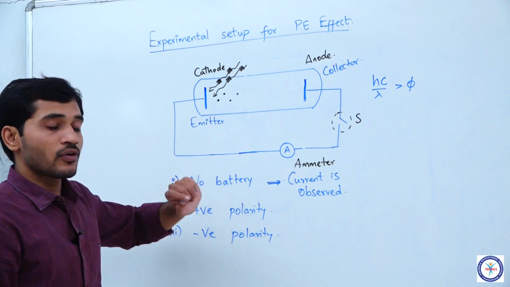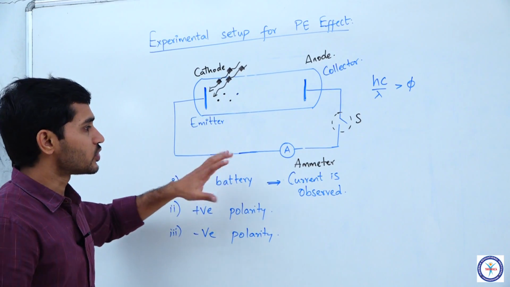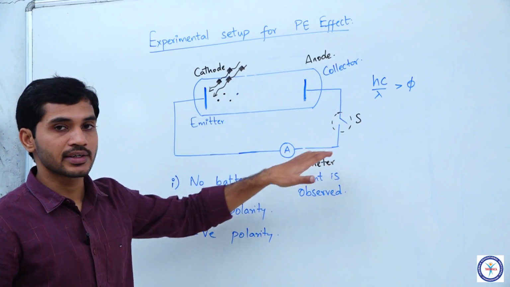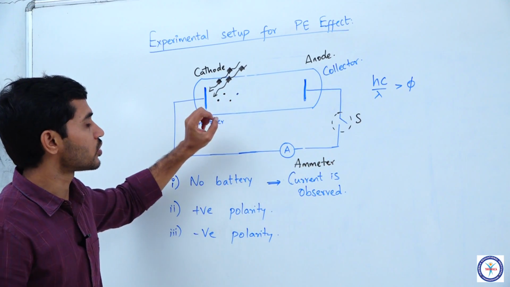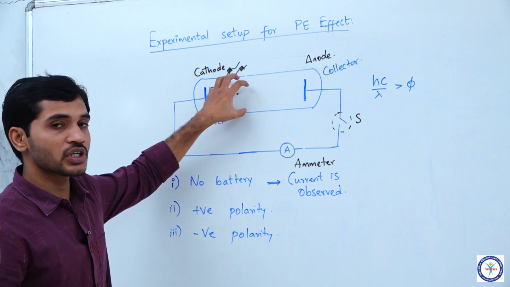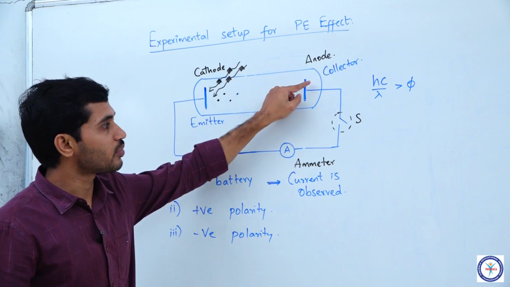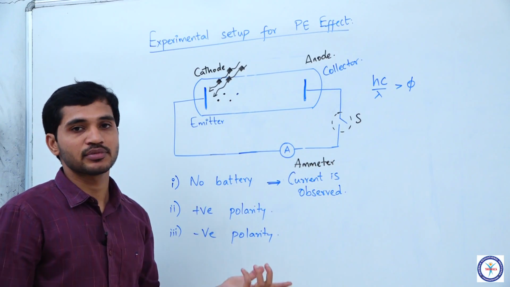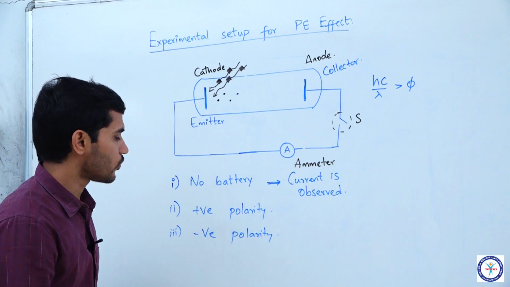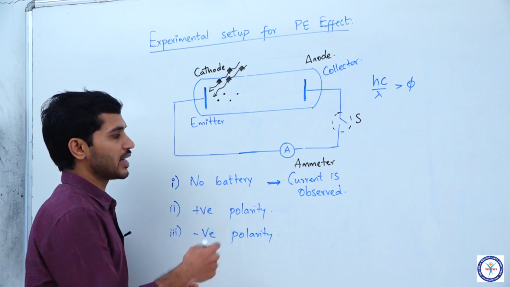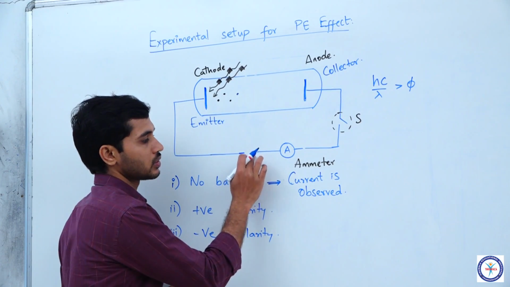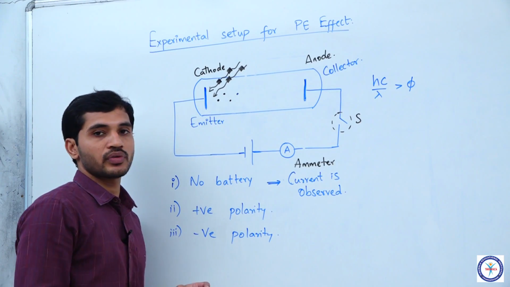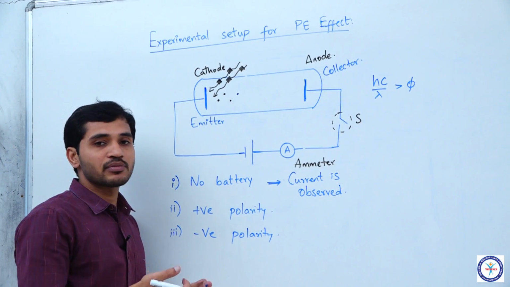Now, think of this scenario. Even when there is no battery, we are observing a current flowing in this circuit, because out of the electrons which are coming out from the cathode, some of them manage to reach the collector, and because of which a current is observed. Now, think of what would happen if I connect a battery over here. If there is a battery connected over here, what will happen? What does that battery do?